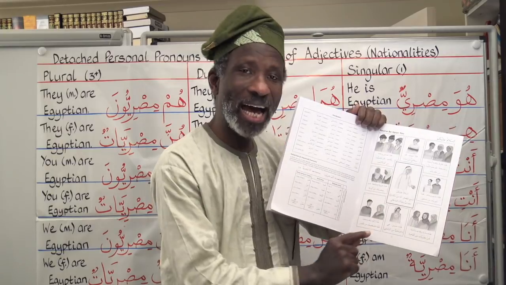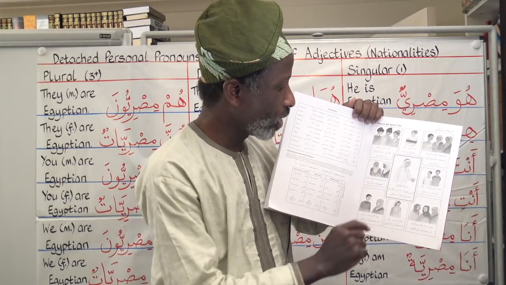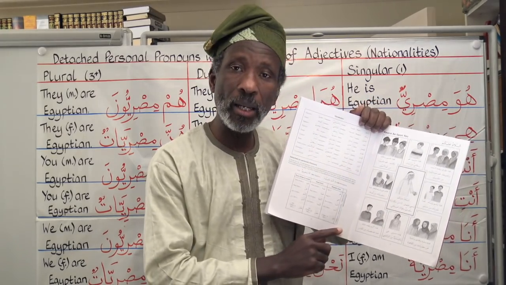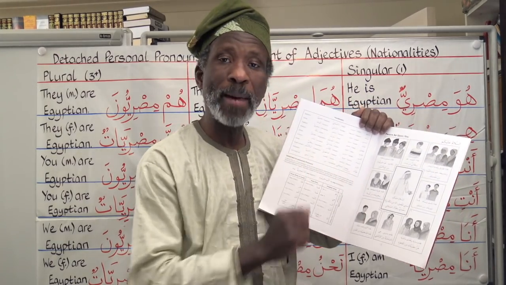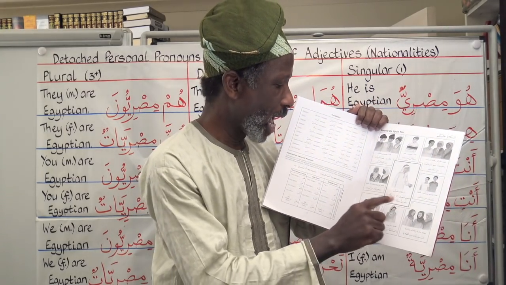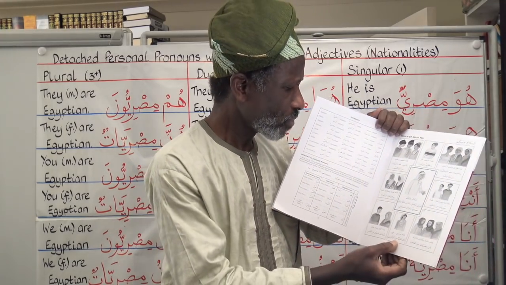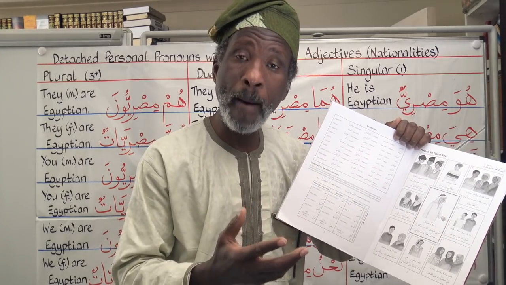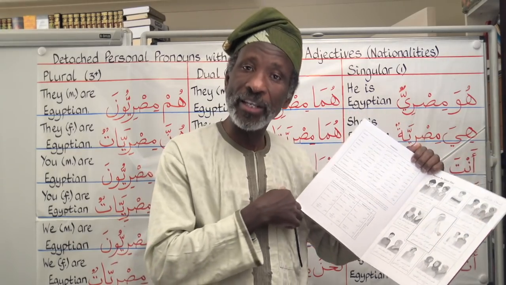Now, Faisal says, Assalamu alaikum. Peace be upon you. Ismi Faisal. My name is Faisal. Ana min Makkah. I am from Mecca. وأنا سعودي. I am Saudi. وهؤلاء أصدقائي. And these are my friends. So that's the first thing that Faisal said.